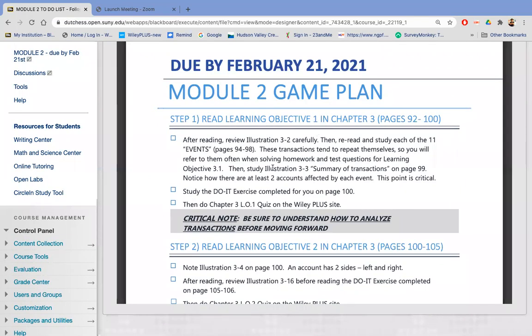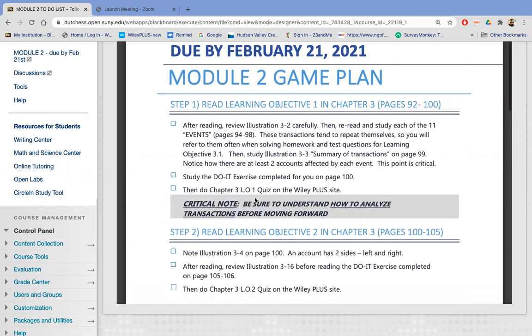how accounts are affected by analyzing a transaction. It's critical to be sure you spend enough time on step 1 because these 8 pages might just be a small piece of the book, but they're a large part of your understanding. Okay. If you can understand how to analyze transactions, then the rest of this chapter will make sense.